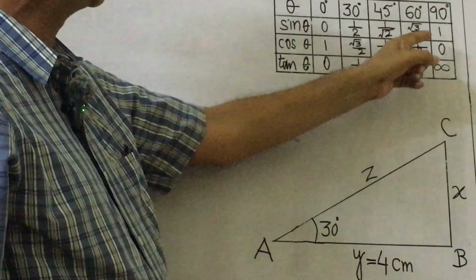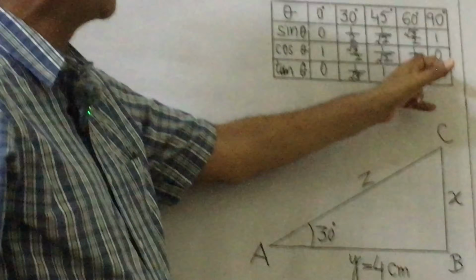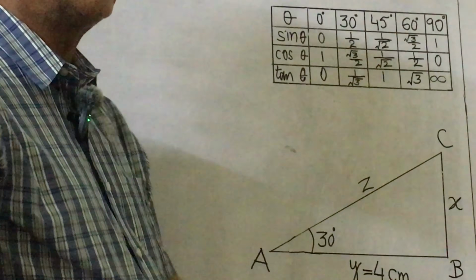Tangent of 90 degrees is equal to sine of 90 over cosine of 90. That is 1 over 0. Any number divided by 0, answer is infinity.